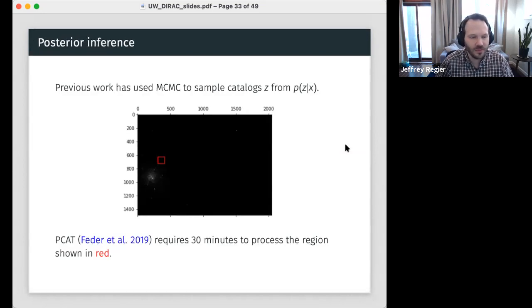In previous work, MCMC has been used to sample catalogs from the posterior, P of z given x. Recall z is all the latent variables put together and x is all the data. So previous work has used MCMC for this small 100 by 100 region here. One of the most competitive programs, PCAT, requires 30 minutes to process the region. And there are some earlier works that required a whole day to process this size of a region. 30 minutes is no problem for a 100 by 100 region, so it's certainly useful. But if we wanted to scale this to run on LSST, for example, it would be quite daunting.